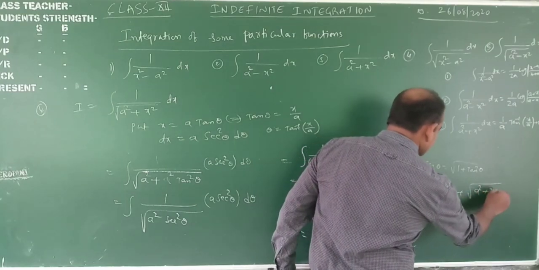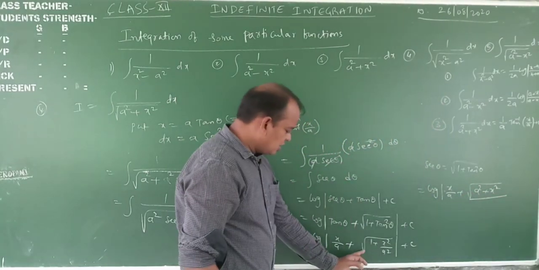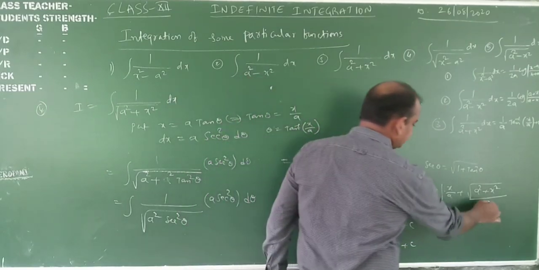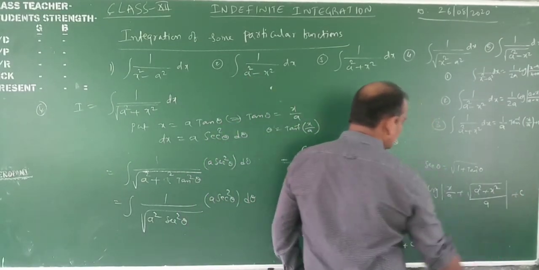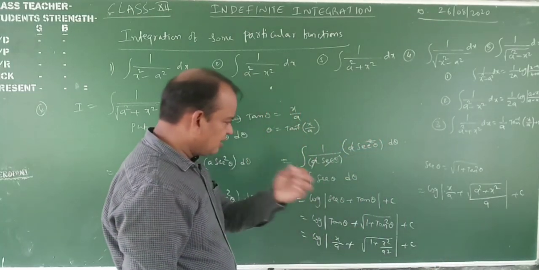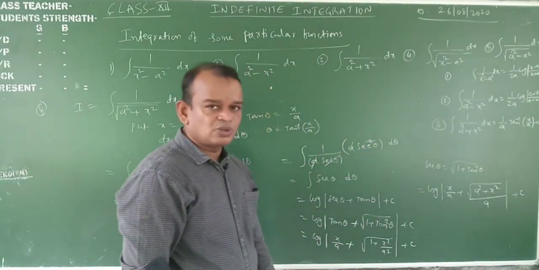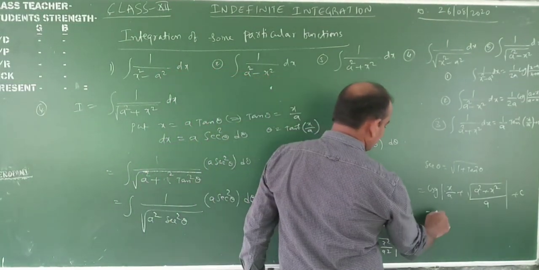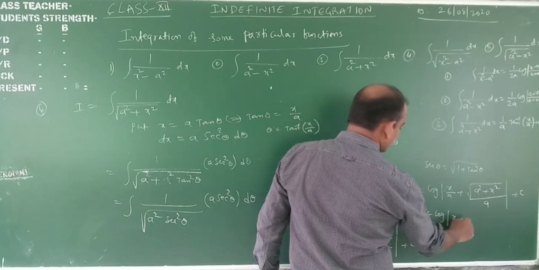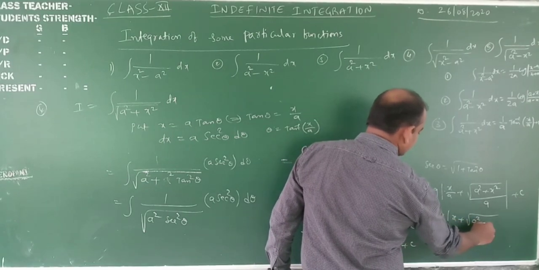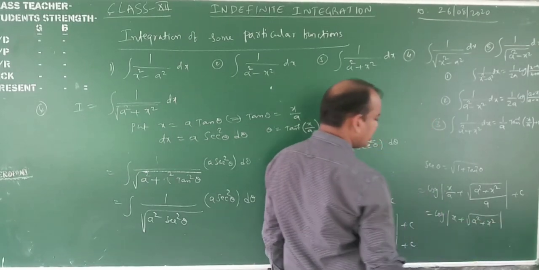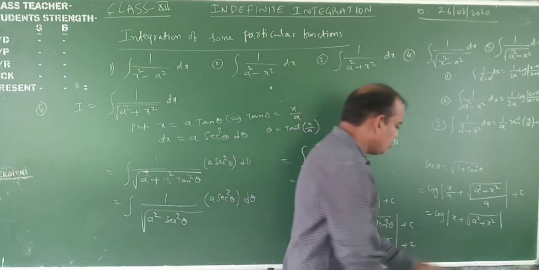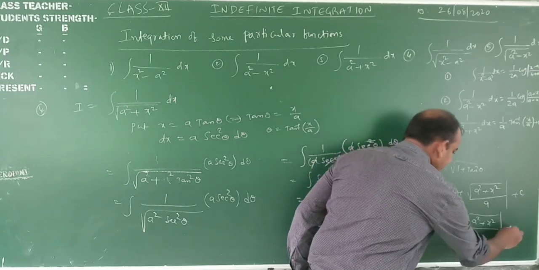A square plus x square under the root, actually root of a square is there. Root a square means a. Now, what is the LCM going on here? x plus log of x plus root of a square plus x square, all by a. That equals log mod x plus root of x square plus a square, by a, plus c.